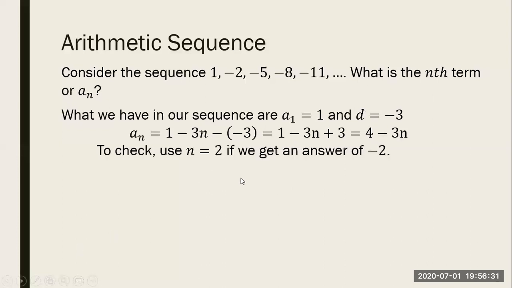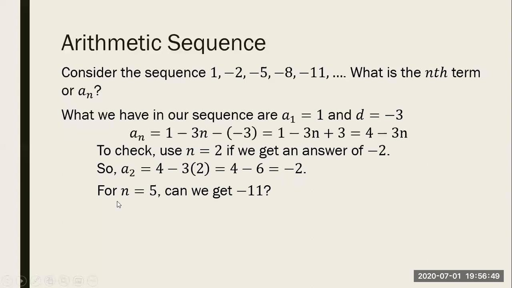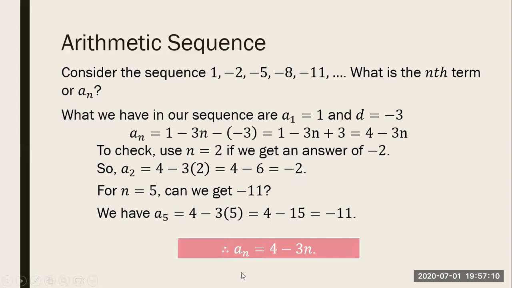So, to check, use n is equal to 2 if we get an answer of negative 2. So, a sub 2 is equal to 4 minus 3 times 2. So, we have 4 minus 6 is equal to negative 2. So, for n is equal to 5, we get negative 11. So, we have a sub 5 is equal to 4 minus 3 times 5. So, equals 4 minus 15. So, negative 3 times 5 is negative 15. So, 4 minus 15 is negative 11. So, therefore, our nth term of the sequence is 4 minus 3n.